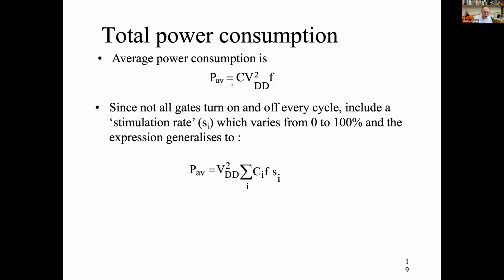But not all the gates turn on and off at every cycle. So what we need to do is to include some sort of stimulation rate, which varies between 0 and 100%. And so we end up with this sort of equation here. So there are different stimulation rates for different parts of the circuit, and therefore the equation looks again a bit more complicated.